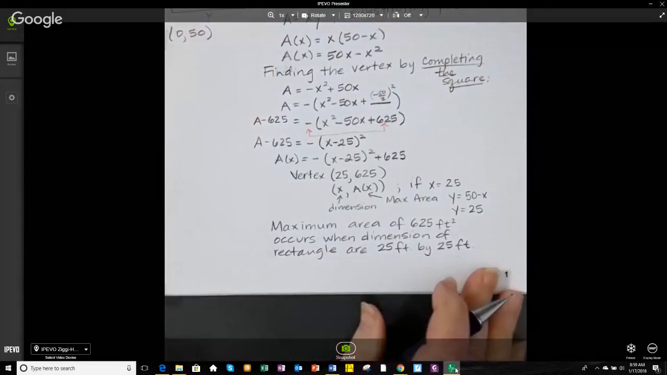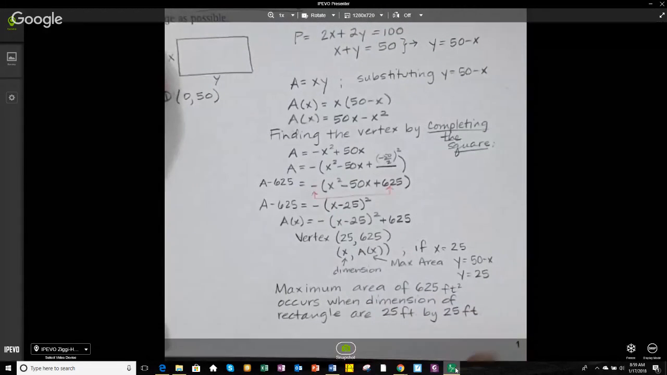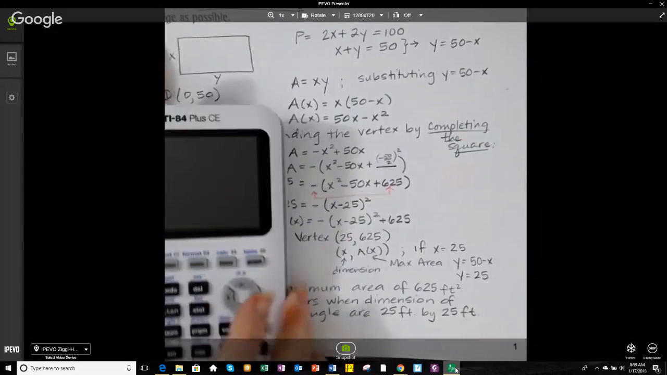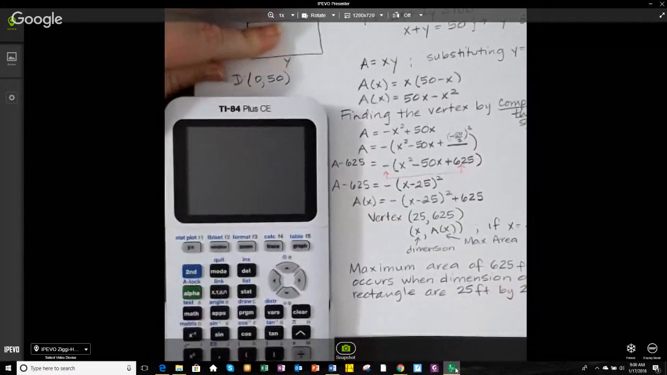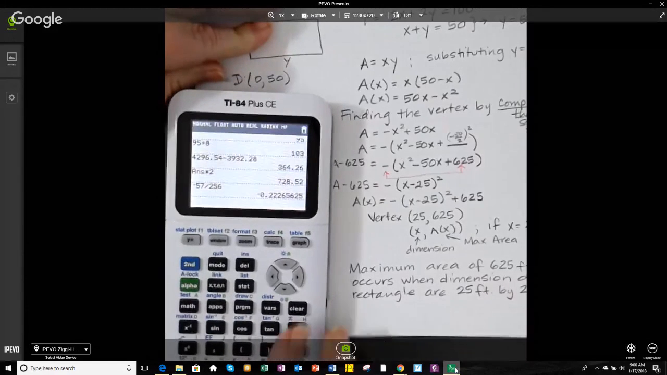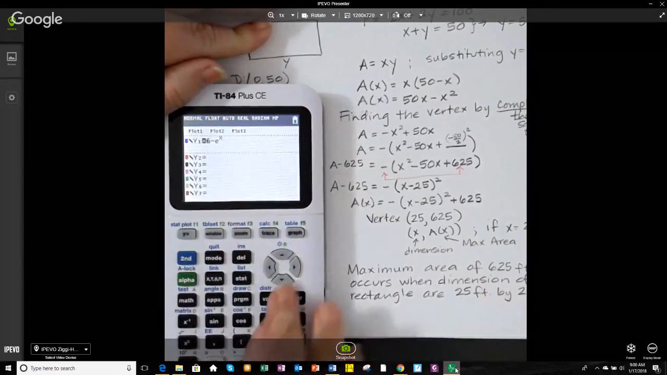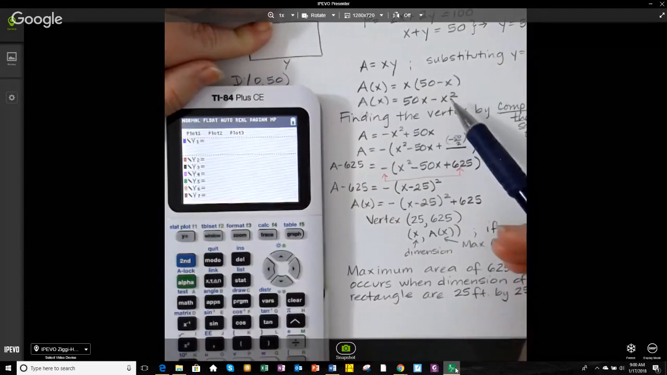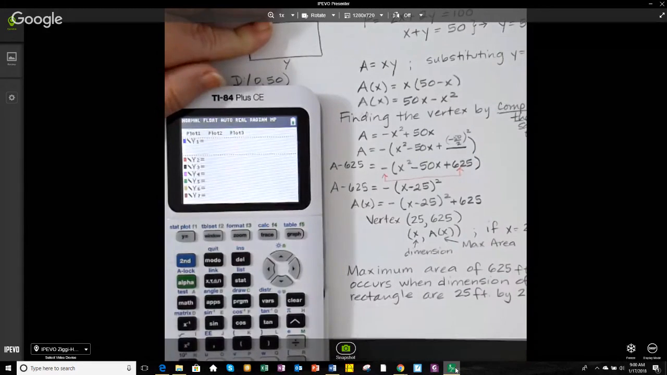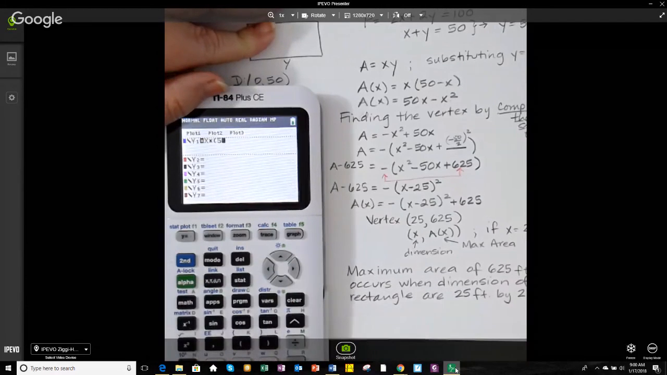All right. Now we did that by completing the square, and we didn't even use a calculator, which is pretty cool. But we're going to verify it on our calculator. So here's my handy dandy calculator. Turning it on. Okay, so we're going to go to y equals here, clear out my function here, and then I'm going to plug in the area function. It doesn't matter if I plug in the factored form or the standard form here. So I'm just going to type in x times 50 minus x, because that was the first equation I found.